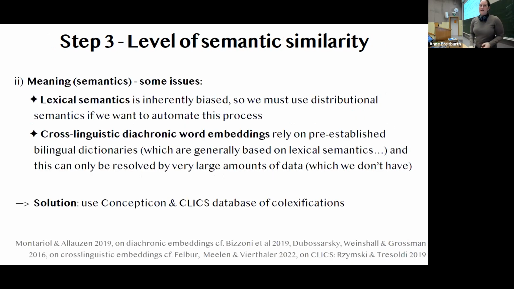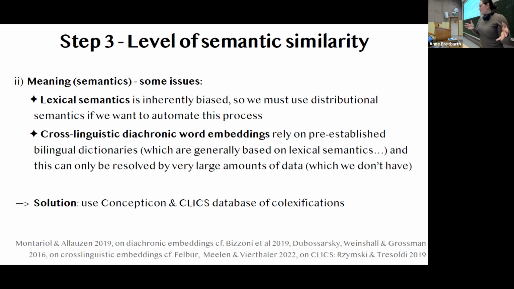Right. Now, when it comes to the meaning, we can't actually rely on lexical semantics because that's very biased, right? It's inherently biased. So if we want, let's say, a computer to do this, we must use distributional semantics. Now, of course, I talked to you about word embeddings and what we can do with distributional semantics already, so I'm not going to repeat that, but I'm going to just suppose that we could actually do this diachronically.